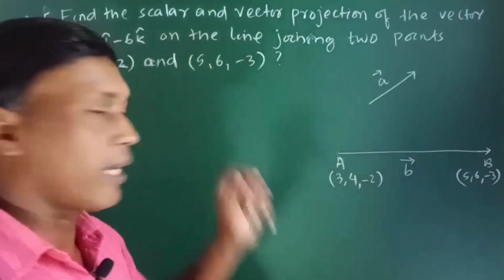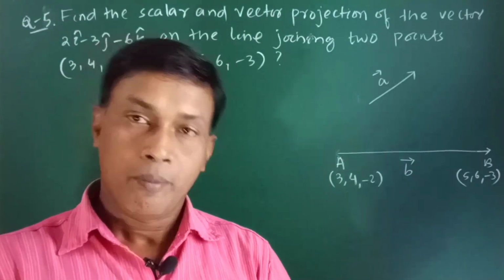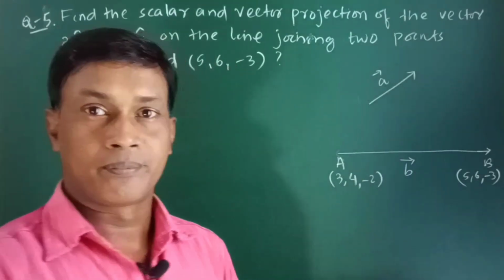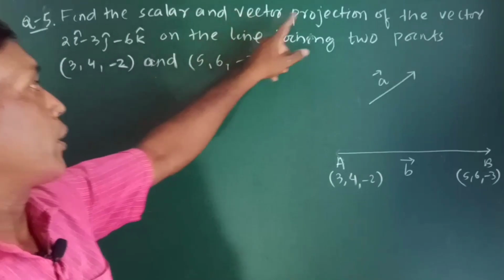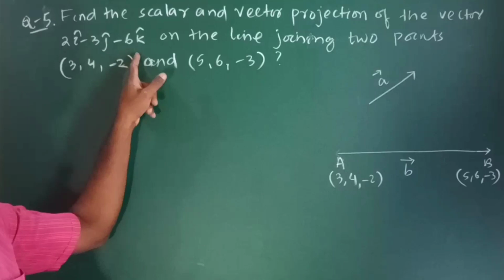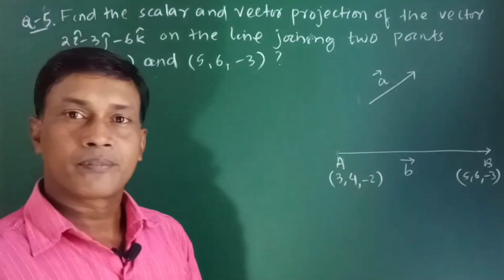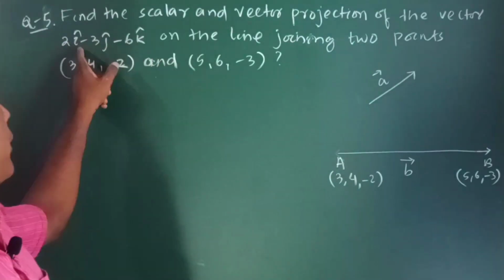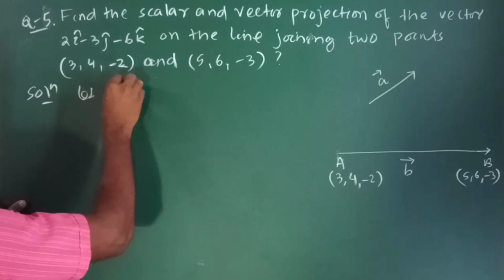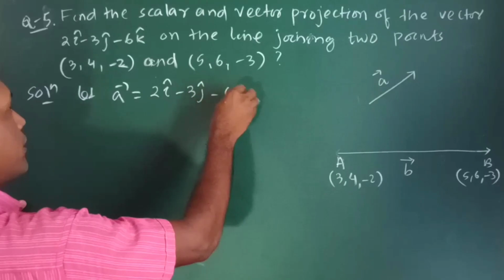So here, to find two types of projection, scalar projection and vector projection, we can find the projection of one vector on another vector. But here the question is to find the scalar and vector projection of the vector 2i cap minus 3j cap minus 6k cap on the line joining 2 points. 2 points are given. So look at here. The solution is: let a vector be the given vector 2i cap minus 3j cap minus 6k cap.